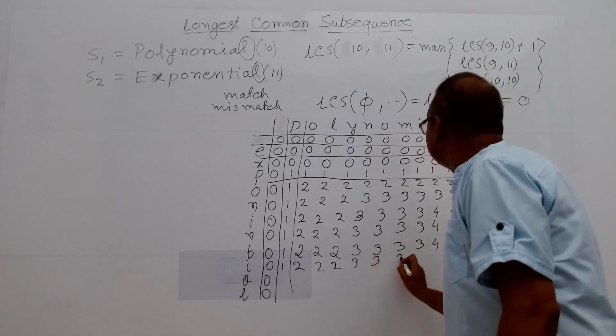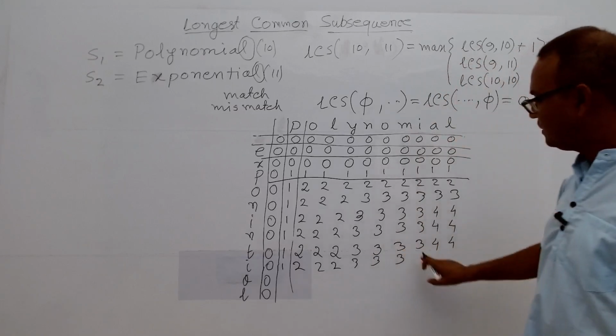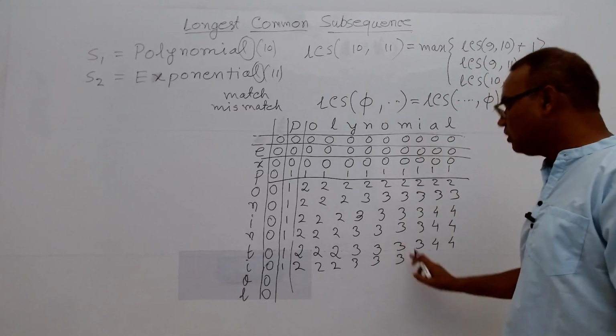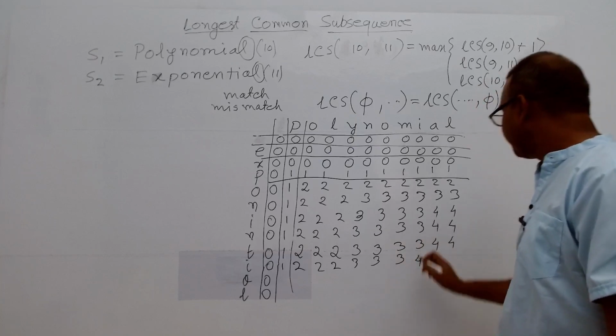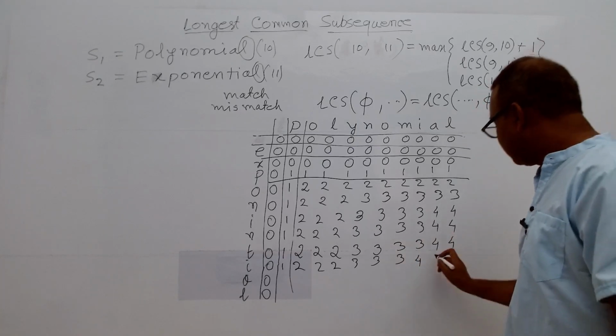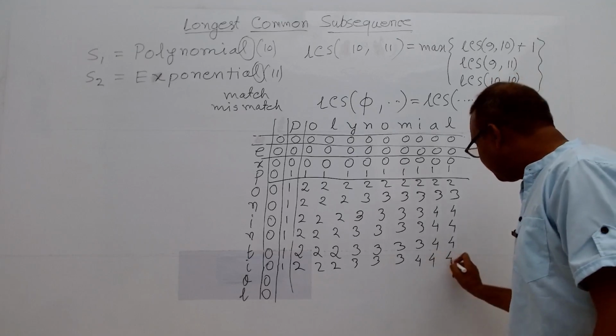3, 3. Now I is a matching. 3 plus 3, 3 plus 1, 4. Max among 3, 4 and 3 is 4. So here it will be 4, it will be 4.